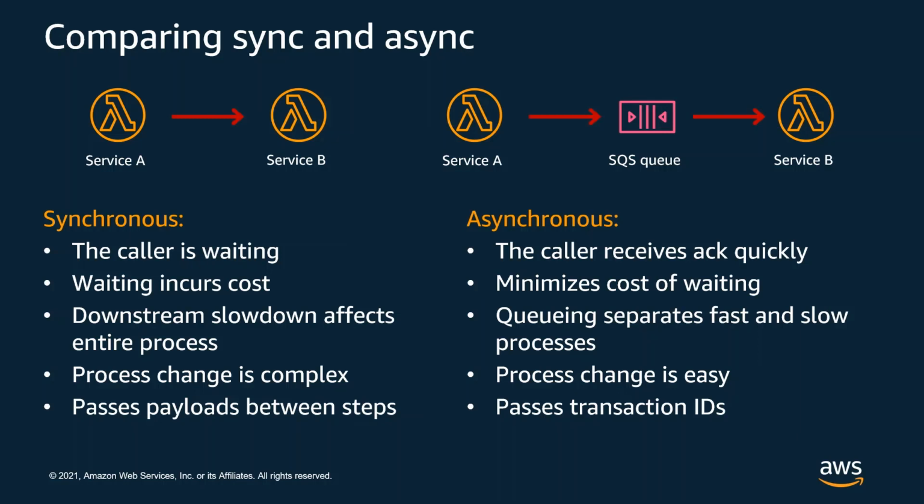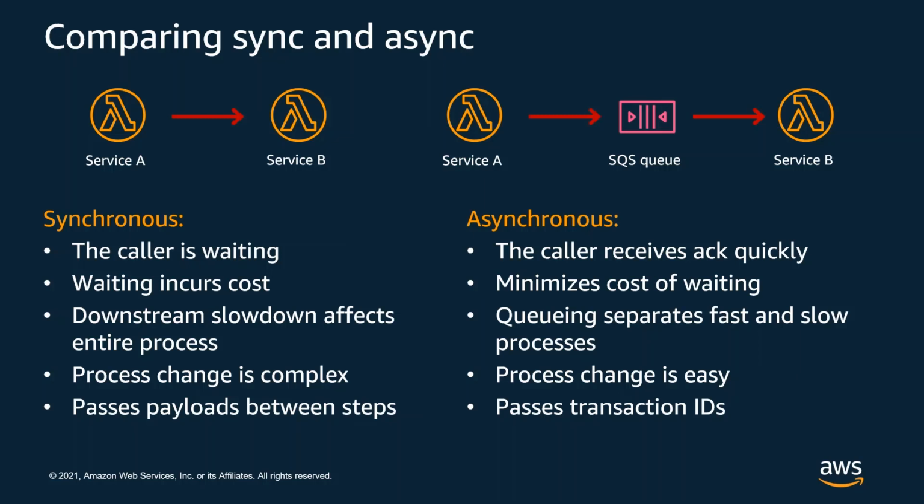Asynchronous is a very powerful way to build modern applications. The caller receives an acknowledgement immediately that the message has been received, which minimizes the cost as the function isn't waiting idle. Queuing can also act as a buffering mechanism where events can be placed quickly and you can control how fast they are then processed by downstream resources. And this can protect some of those downstream resources like relational databases from becoming overwhelmed.